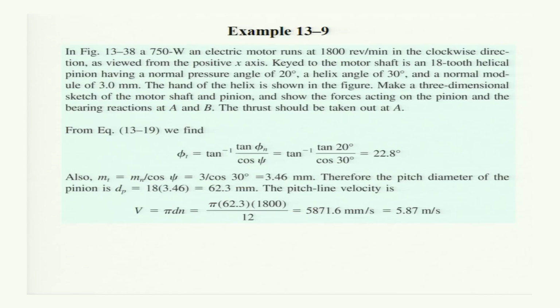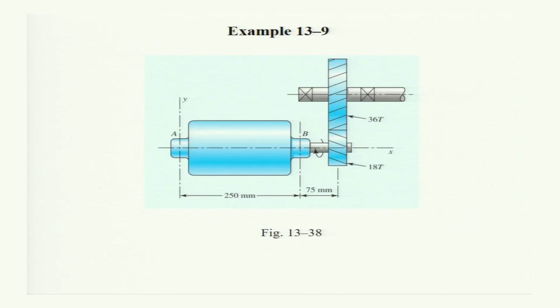Now, let us see one example. In this example, we have a motor bearing at A and B, and the center line of the bearings is at a distance of 250 mm, and on the shaft of the motor one helical gear is mounted, okay, and this is mounted in a cantilever way, and this pinion, helical pinion, is meshed with a helical gear, and this gear is mounted on a shaft with bearings this and this, okay.